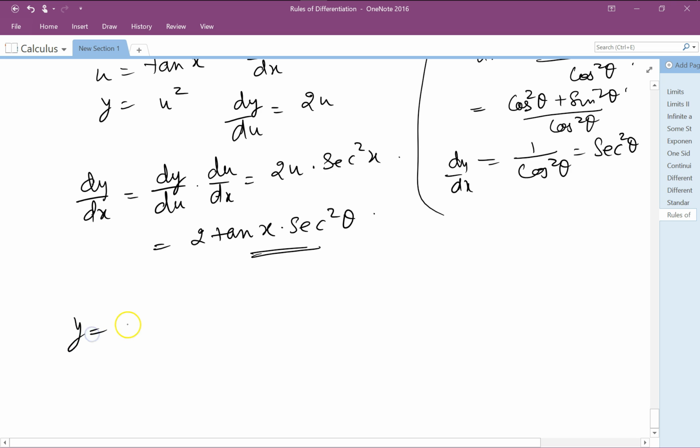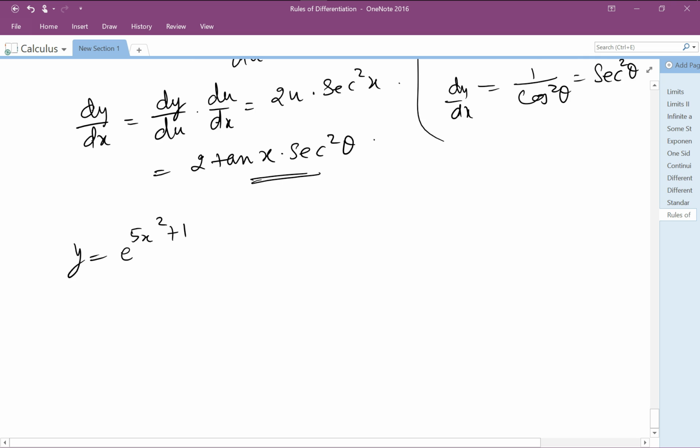Let's do y is equal to e to the power of 5x square plus 1. Now you should be able to do it without the steps also. So dy by dx is equal to first the derivative of e, that is e itself. So 5x square plus 1, as it is you write. Then take the derivative of this, 5x square plus 1, which is 10x. Done. Now just rearrange it. So 10x e to the power of 5x square plus 1.